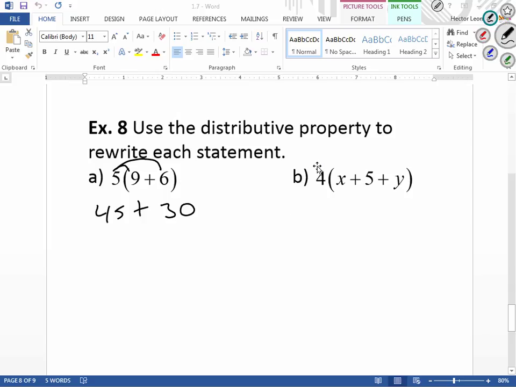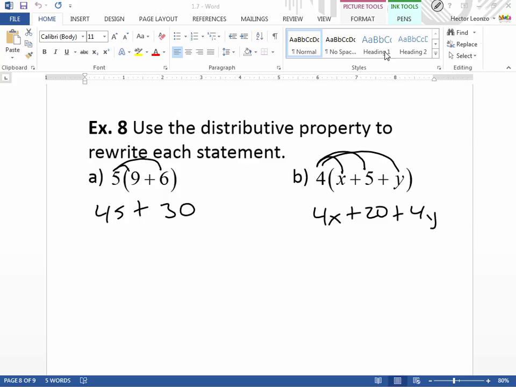Now here, 4, let me multiply it. 4 times x, it's just 4x, plus 4 times 5, that's 20. Then there's a plus sign. 4 times y, so 4y. And that's pretty much it.